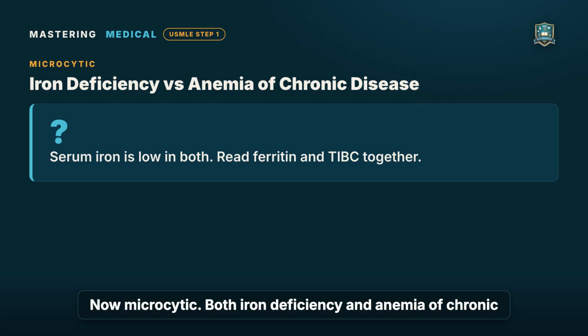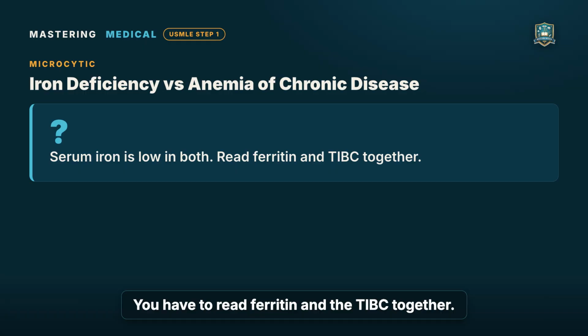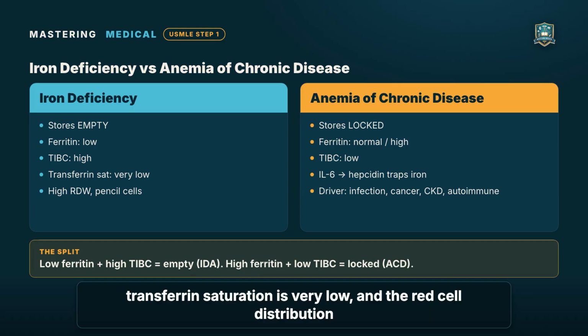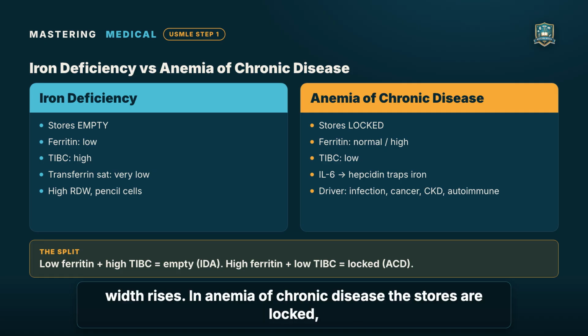Now microcytic. Both iron deficiency and anemia of chronic disease drop the serum iron, so serum iron alone is a trap. You have to read ferritin and the total iron binding capacity together. In iron deficiency, the stores are empty, so ferritin is low. The total iron binding capacity is high, transferrin saturation is very low, and the red cell distribution width rises.